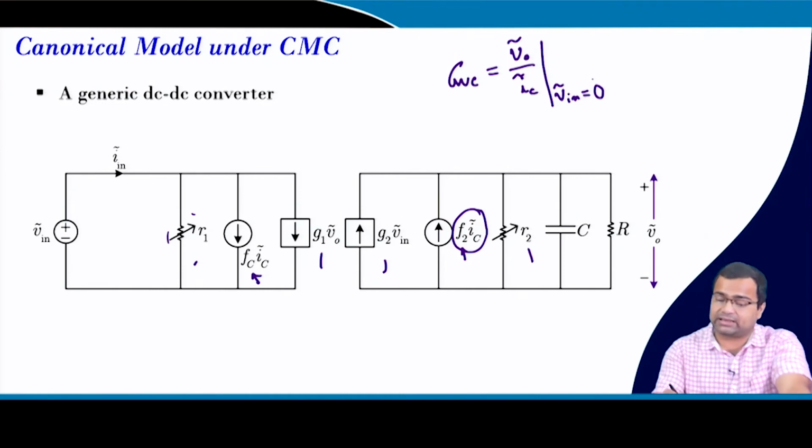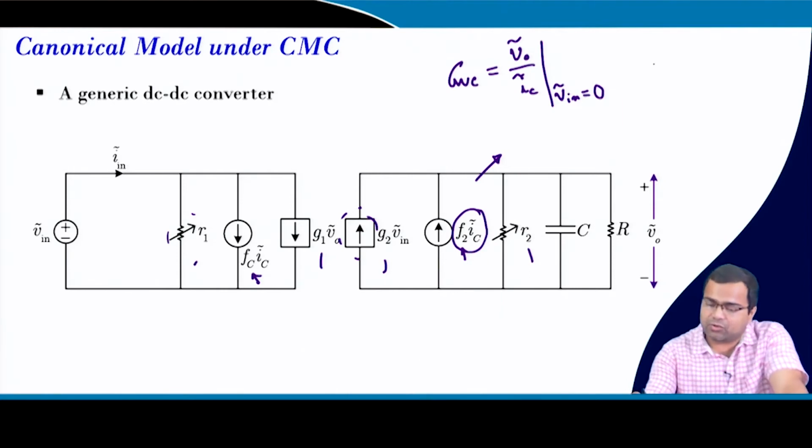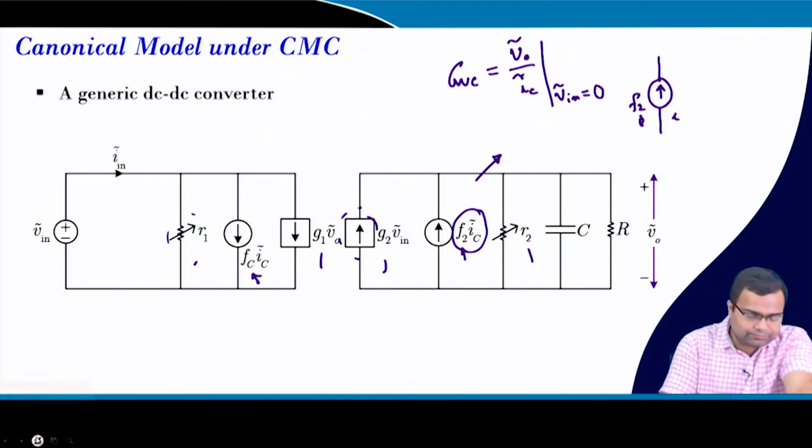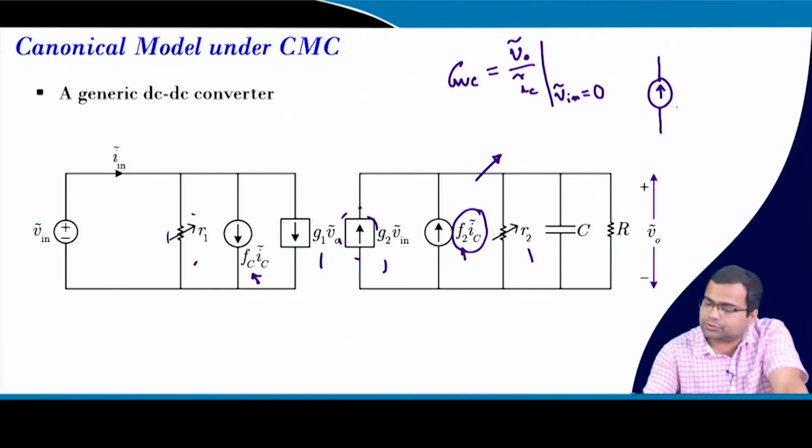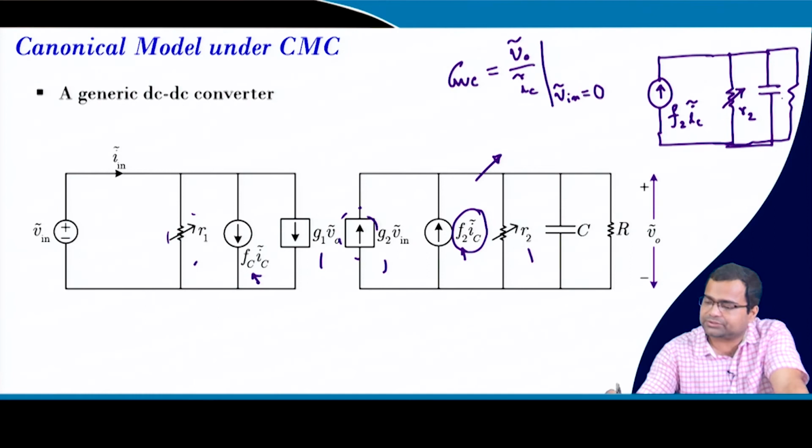Then what will be the equivalent circuit? What will be this circuit? So, this will be an open circuit, right. It will look like this: F2 into IC. Then we have an emulated resistance R2, then we have the capacitor and the actual resistance. This is my load resistance, okay.